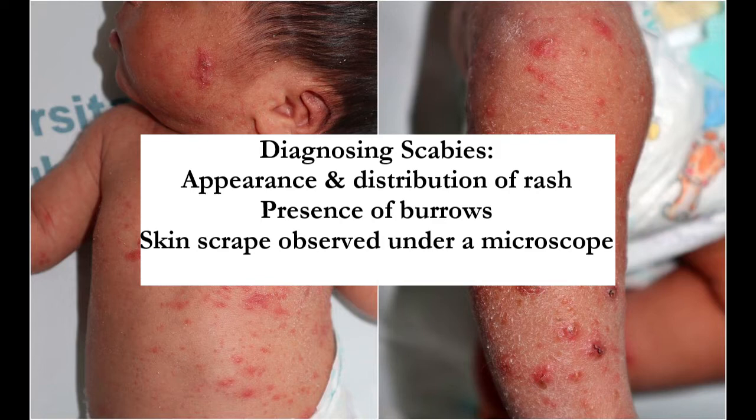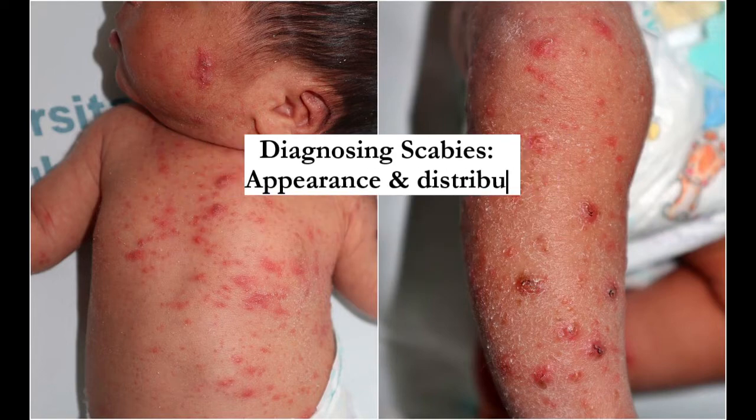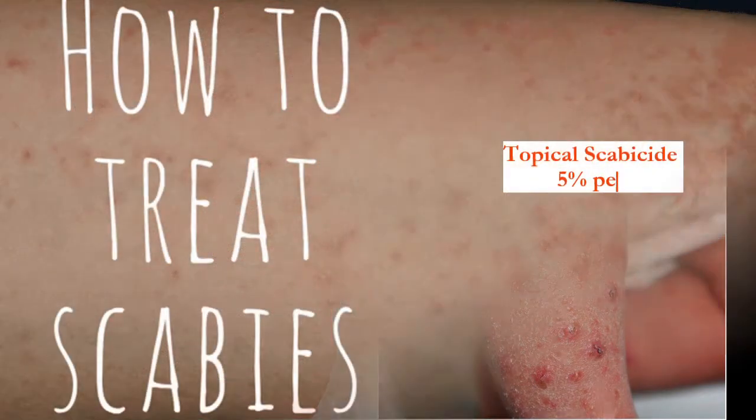The only way to truly diagnose scabies is to safely do a skin scrape onto a slide and observe it under a microscope. We would be looking for an actual mite on the slide or the presence of eggs. However, you may not see either in someone who has a scabies infestation.